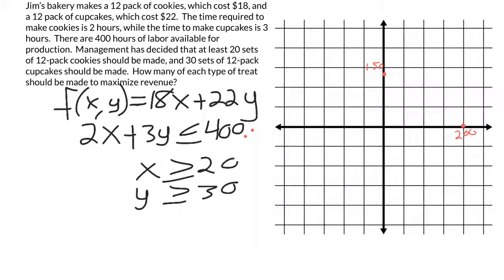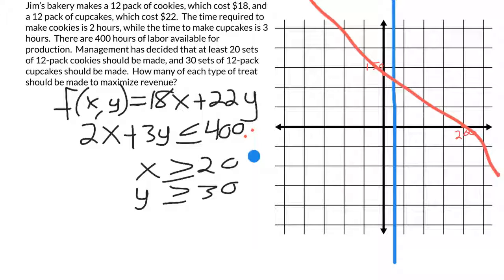So we can graph these other lines. x is greater than or equal to 20, which on our scale, if we're going by 50s, is approximately this vertical line right here. Oh, I forgot to draw a red line, didn't I? Should do that too. We got 2 dots, we can draw a line between them. And then we got y is greater than or equal to 30. So we've got to find out where y equals 30 and draw a line across there. So y equals 30, that's approximately right here.